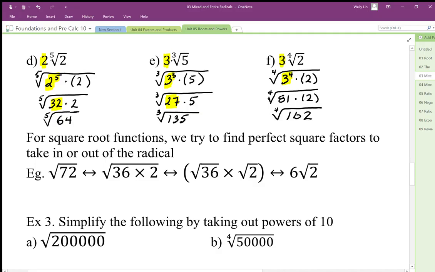Okay, so we want to find the square root functions. In this case, we're just going to focus on square roots. To do square root functions, we want to try to find the perfect square factors. So the index is 2, so we're looking for perfect square factors. So that 72 can be broken up into the perfect square factor of 36 times 2. We can square root the 36 and bring it to the outside, and it becomes 6 on the outside. So 6 squared on the inside, 6 on the outside.